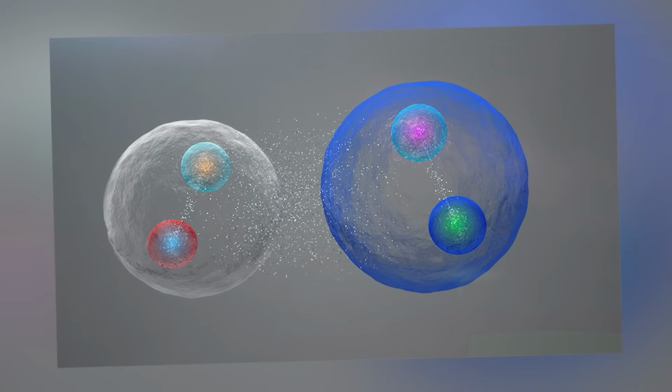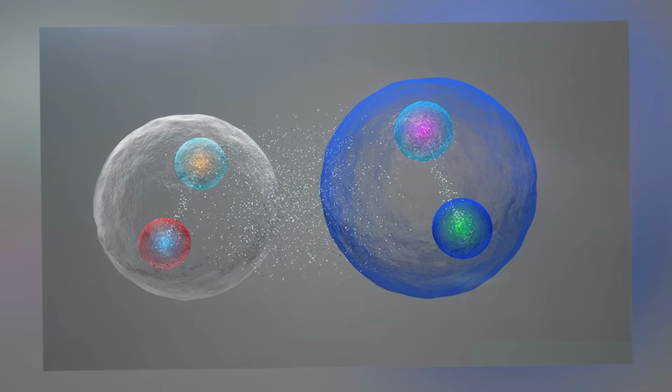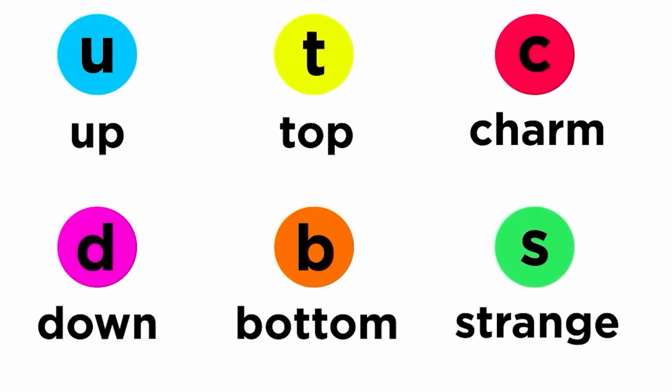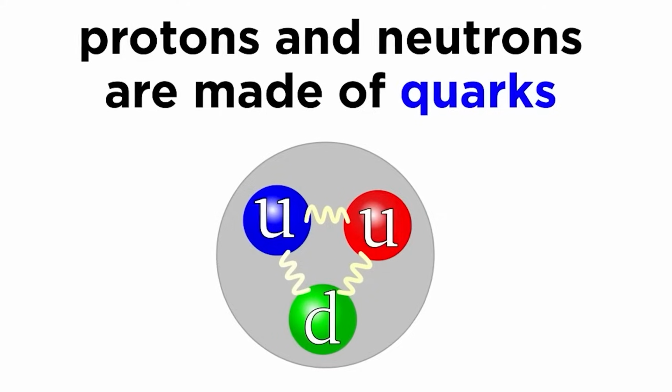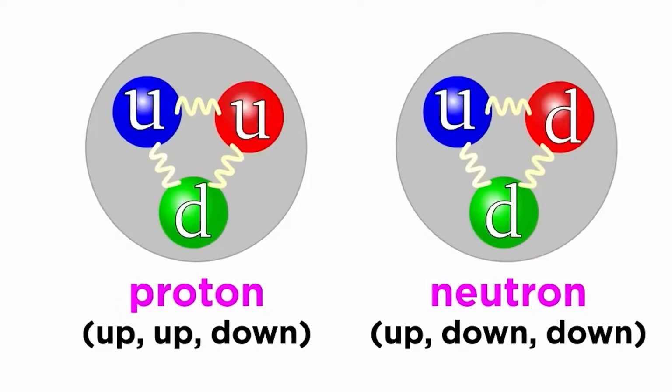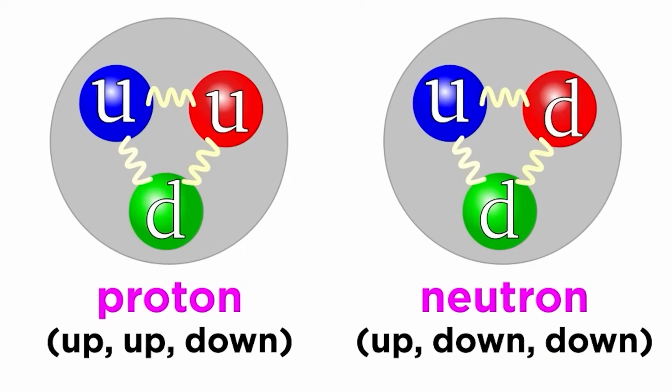Quarks are elementary particles that come in 6 different types, or flavors: up, down, charm, strange, top, and bottom. Protons and neutrons are primarily made up of up and down quarks. A proton consists of 2 up quarks and 1 down quark, while a neutron is made up of 2 down quarks and 1 up quark.